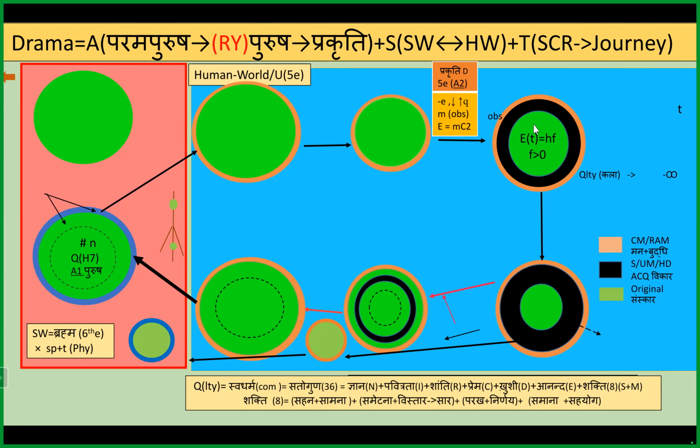The equation for soul energy is hf. h is the Planck constant, and the frequency is always greater than 0. So the soul always keeps discharging. The soul has a conscious mind, subconscious and unconscious mind. That is like a hard disk.